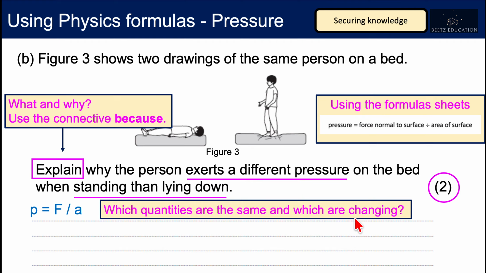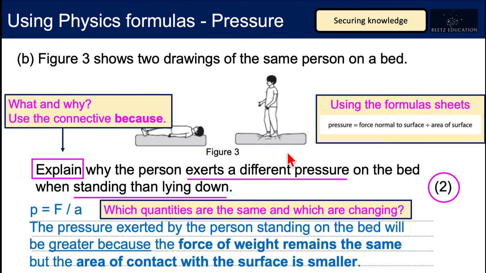So in this scenario then, comparing the person lying down to standing up, the force of weight will remain the same, but the area of contact with the surface is going to be smaller, which is why the pressure exerted by the person standing on the bed is going to be greater than when they are lying down.